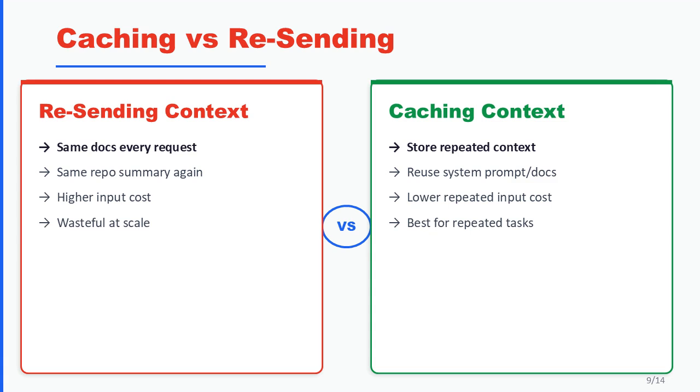Caching is useful when the same large context is reused many times. Examples: product documentation, API schemas, repo summaries, long PDFs, system instructions, or a support knowledge base. Instead of sending the same 50,000 tokens again and again, cache them when the provider supports it. But caching is not magic. It can have storage cost and time limits, so use it when reuse is real.